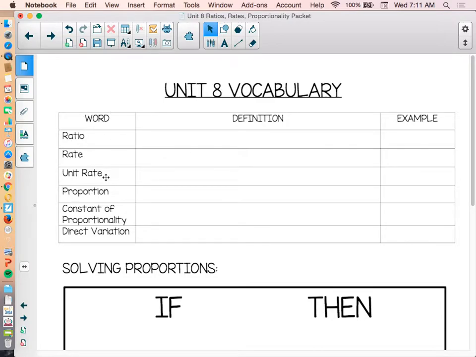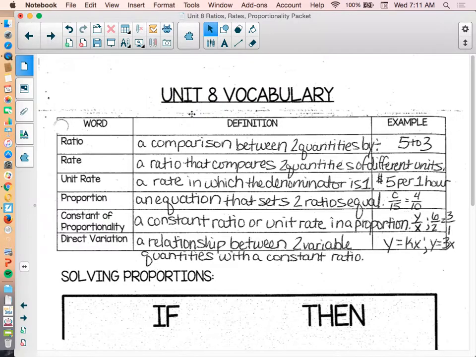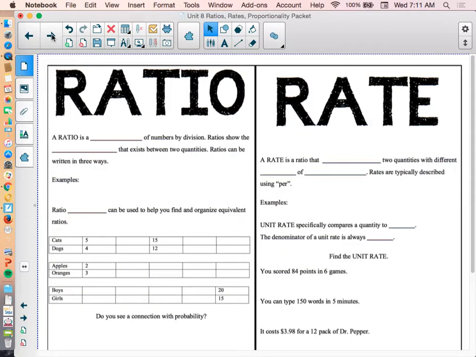If you haven't already completed your vocabulary, please do that. Here is what it should look like, with ratio and rate and unit rate being the first things that we're going to talk about, and then later we'll go into proportions, constant of proportionality, and direct variation. So be sure to have examples for each, and in each lesson we'll go into greater depth for each of those. Now if you turn ahead to the next page, this is what our notes will be for today.